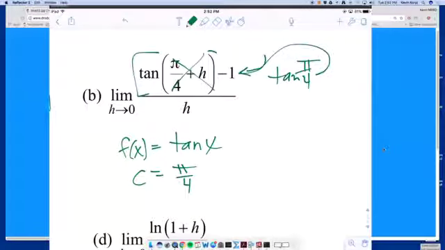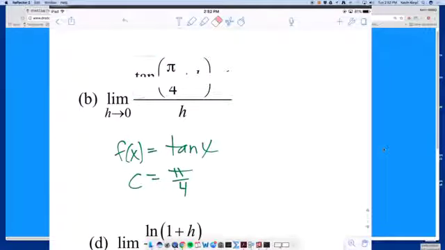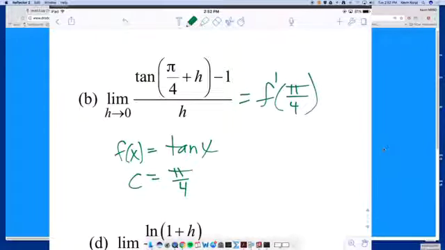So we just want the first term, tangent of x minus tangent of pi fourths. So the function is not tangent of x minus 1, it's just tangent of x. Okay? Just tangent of x, and the c value is pi fourths. So this entire limit right here represents f prime of pi fourths for the function tangent of x. It gives you the slope of the tangent line at pi fourths.